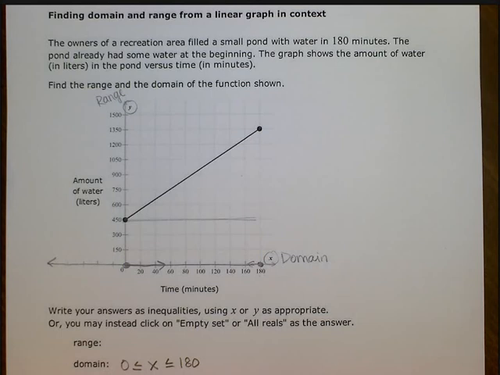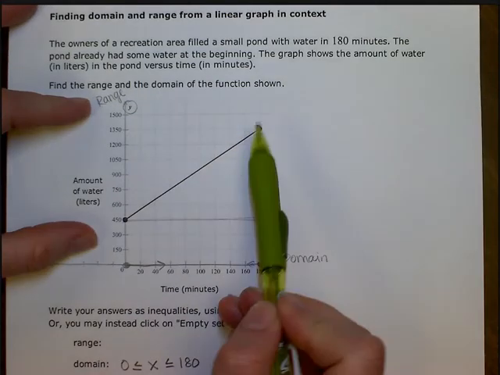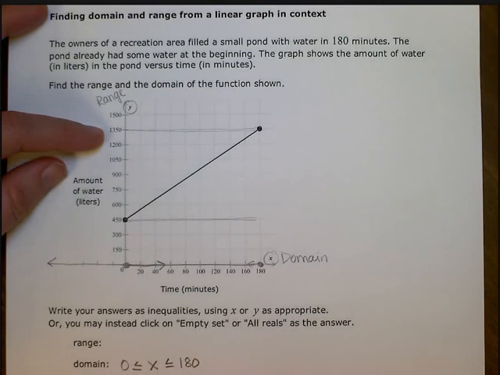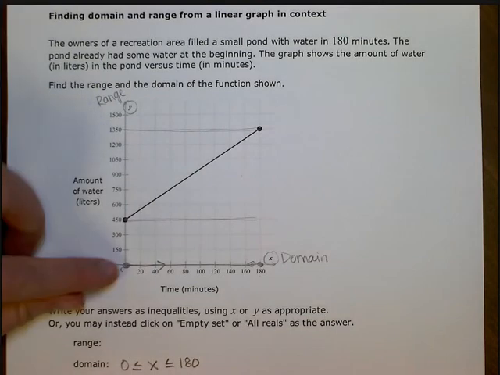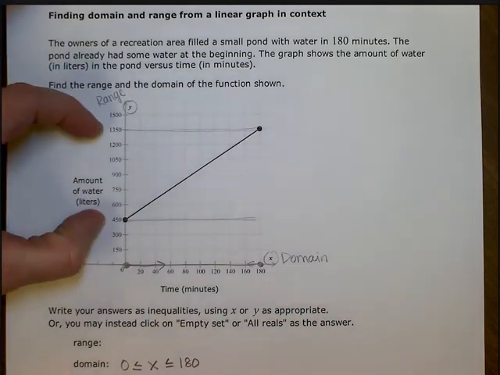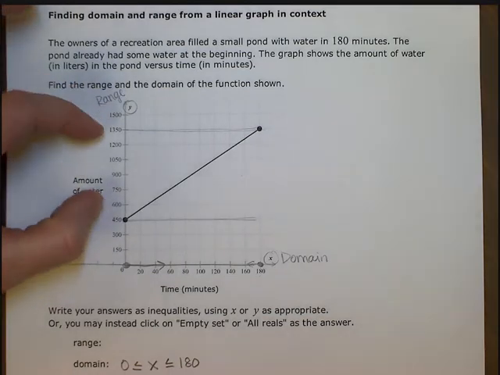Now to think about the Y direction, I'm going to use the variable Y instead of X. When I'm looking at the Y range here, I see that this connects back to the 1,350 liters. But I don't start at 0 liters because the pond already had water in it. So I'm going to start at 450. So I see that Y is going to be trapped between 450 and 1,350.